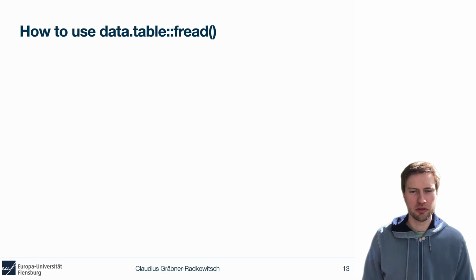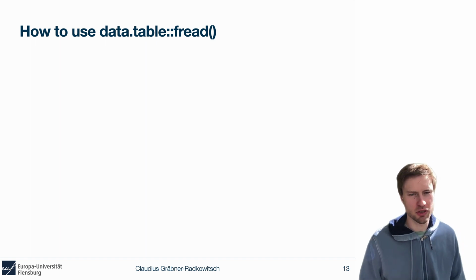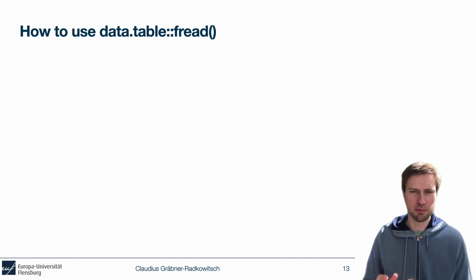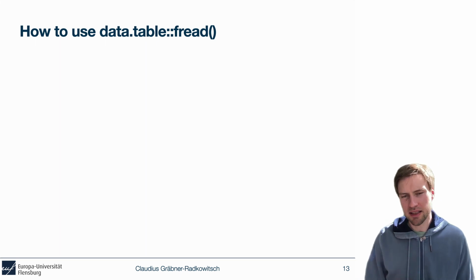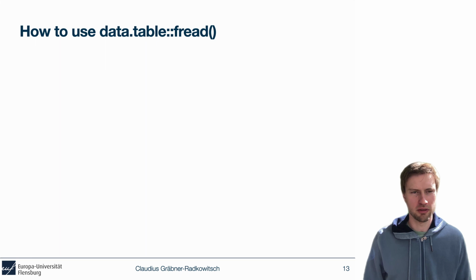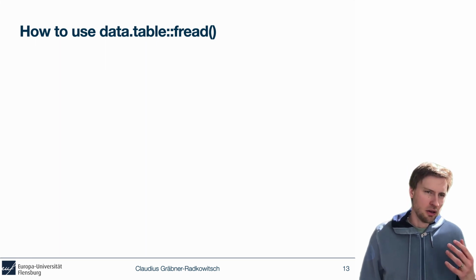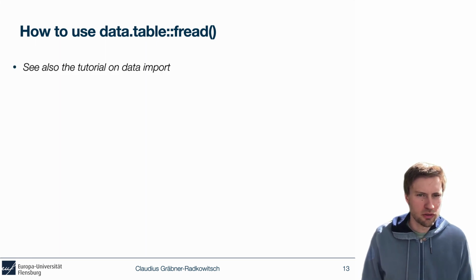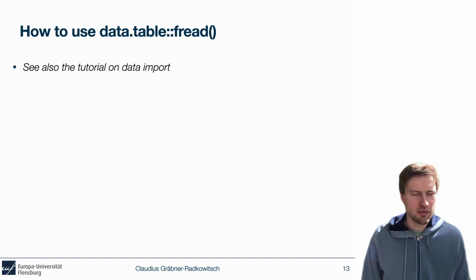We now want to understand in a little bit more detail how this function fread works by looking at 4 particularly common optional arguments that you can use in practice to import more untidy or more dirty raw data that you might encounter quite frequently. All of these steps are also documented in the tutorial on data import that I provide on the course homepage.